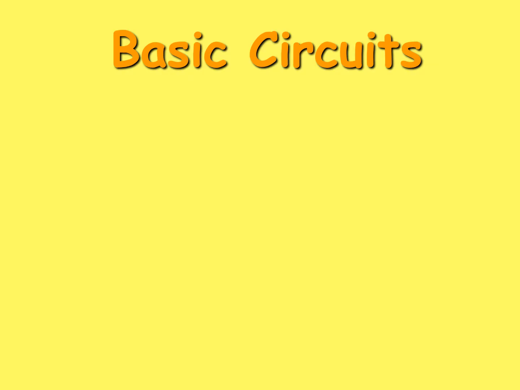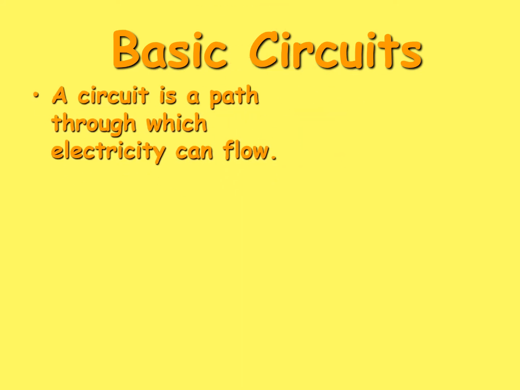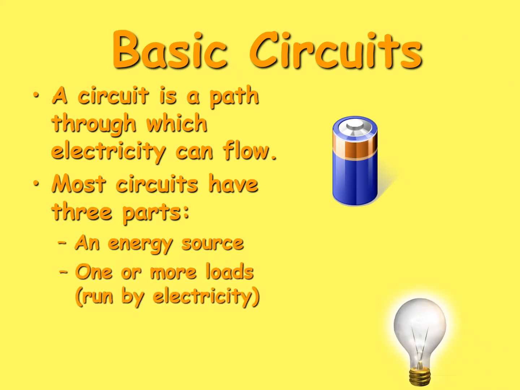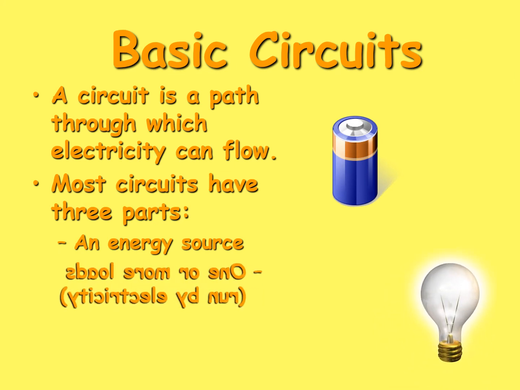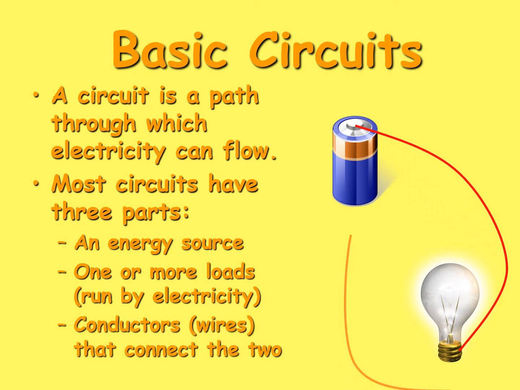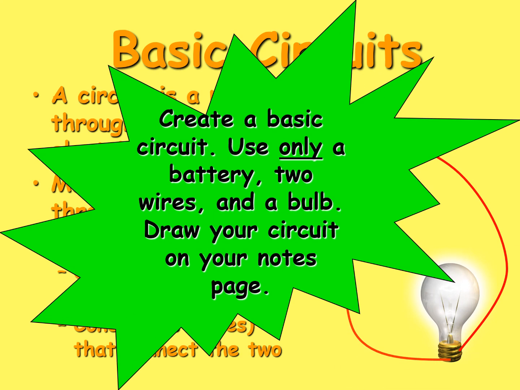All right. So let's talk about the basic circuits. A circuit is a path through which electricity can flow. Most circuits have three parts: the source, the battery or whatever the source is; one or more loads run by electricity, the load, for example this bulb; and the connector, the wire.